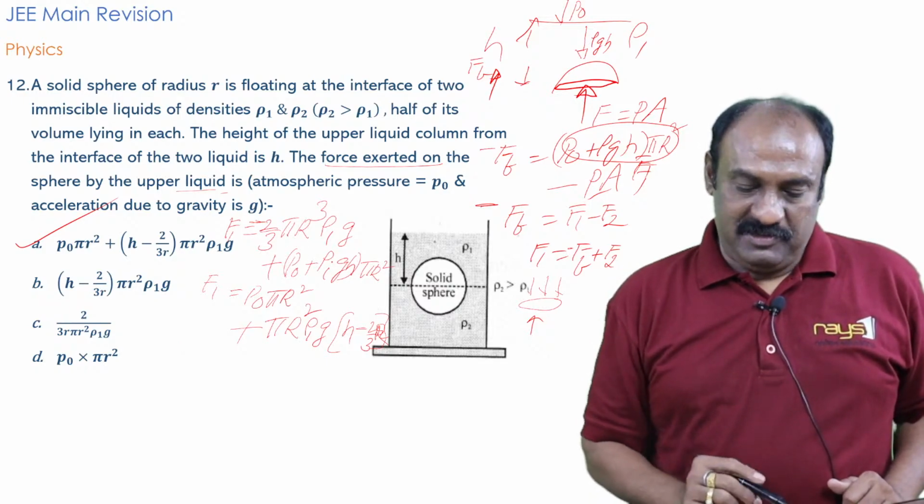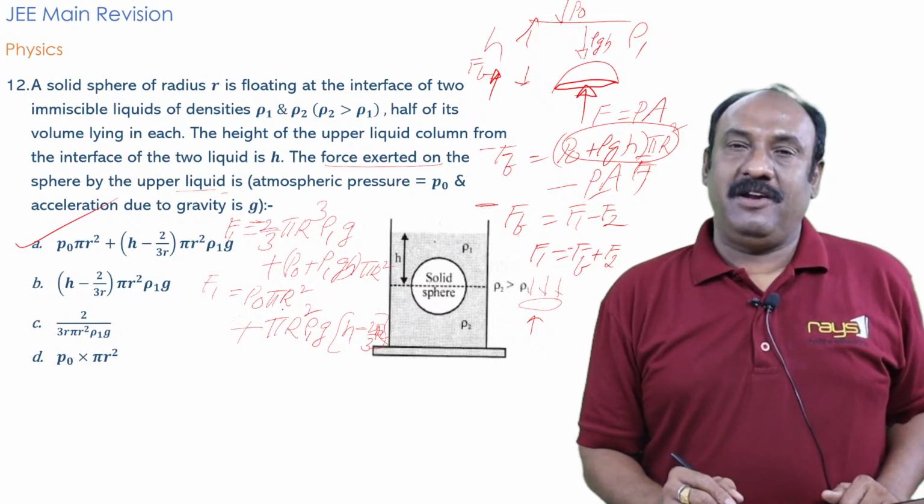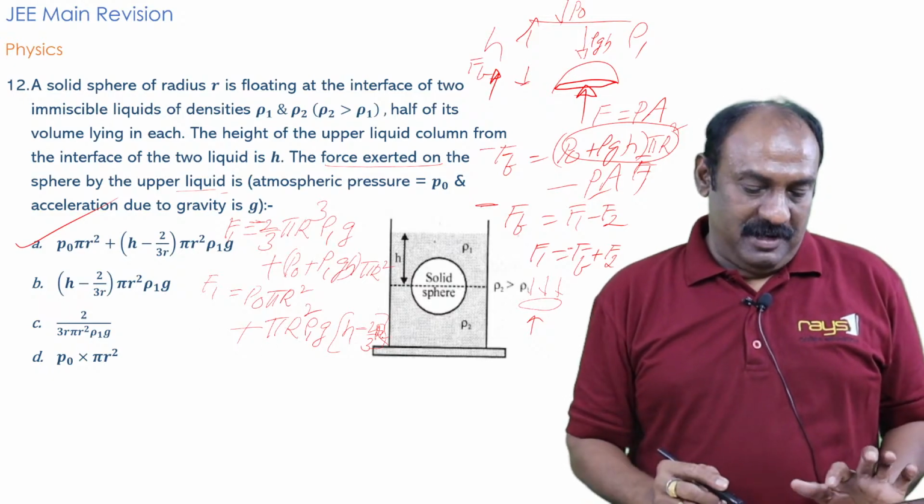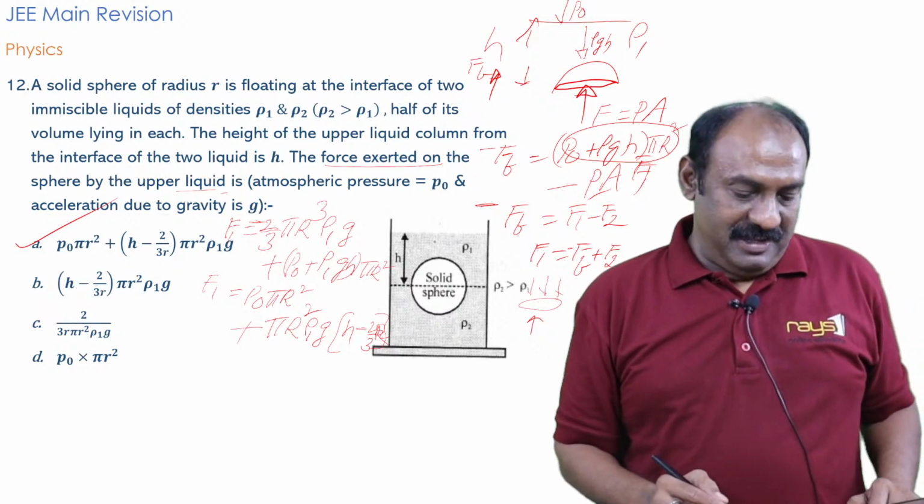So, after calculation we get F1 as P naught into pi r square plus pi r square rho 1 g into h minus 2 by 3 r. That is the answer for question number 12. Answer is A.